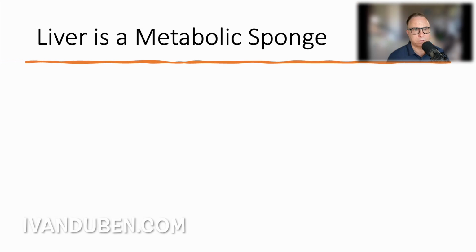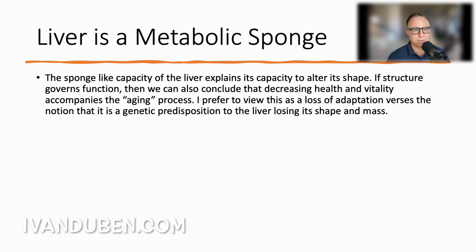Looking at the liver as a metabolic sponge, the sponge-like capacity of the liver explains its capacity to alter its shape. If structure governs function, then we can also conclude that decreasing health and vitality accompanies the, quote, aging process, which I prefer to view as a loss of adaptation versus a notion that it is a genetic predisposition to the liver losing its shape and mass.